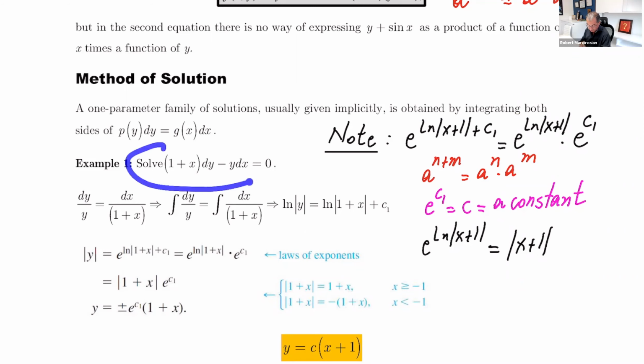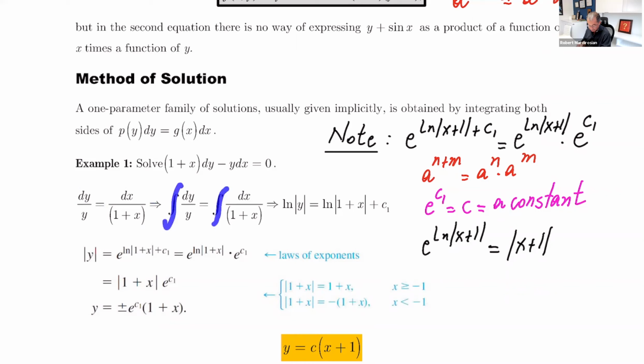Example, that's a very simple and nice example. Solve 1 plus x dy minus y dx equals 0. If you want to separate the variables, you can just take negative y dx to the other side, and then divide both sides by y and 1 plus x. So we separate it like that: dy over y equals dx over 1 plus x.